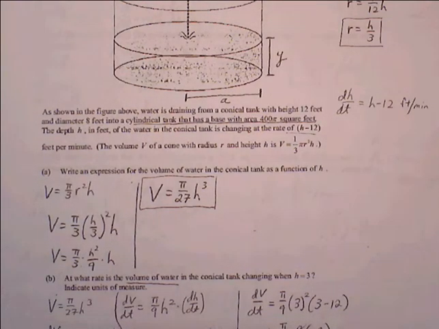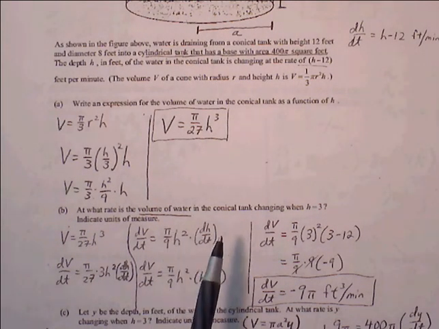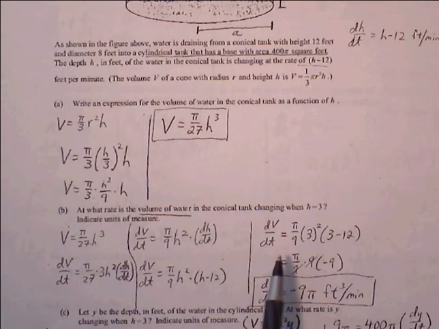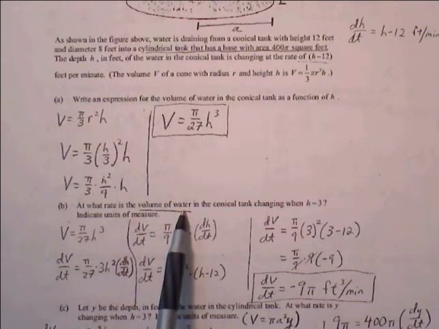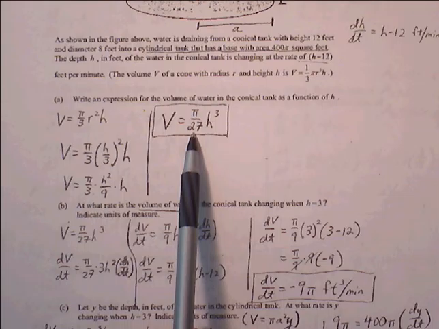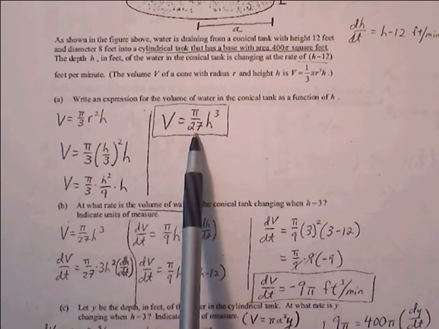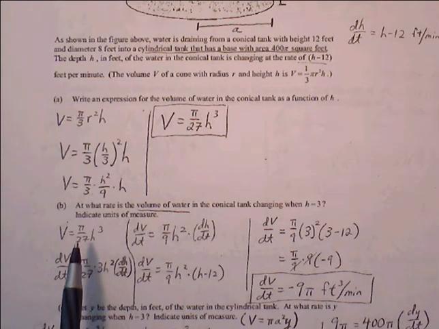Part B, at what rate is the volume of the water changing when h is equal to 3? Okay, when the height is equal to 3. We're trying to find the rate of change of the volume of water, so we're looking for dV dt. So let's come back to where we ended up with in part A. We left off at a volume equation in terms of h, so we can use this to find dV dt. So V becomes dV dt.